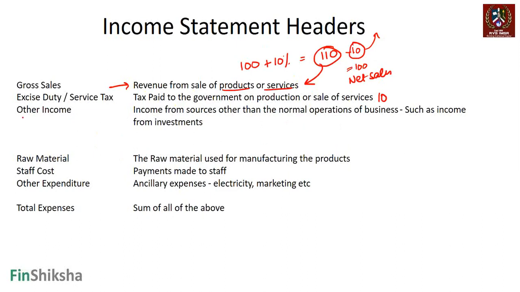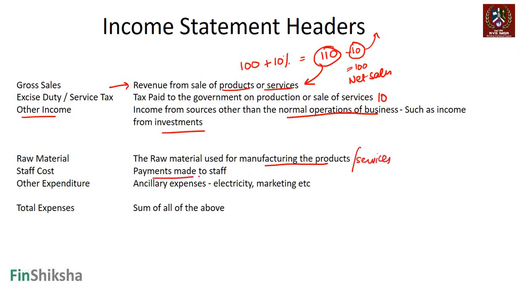That's my income. Other income is income from sources other than the normal operations of the business, or income from investments, those kinds of examples, right? Raw material is the raw material used for manufacturing the products or the services, right?